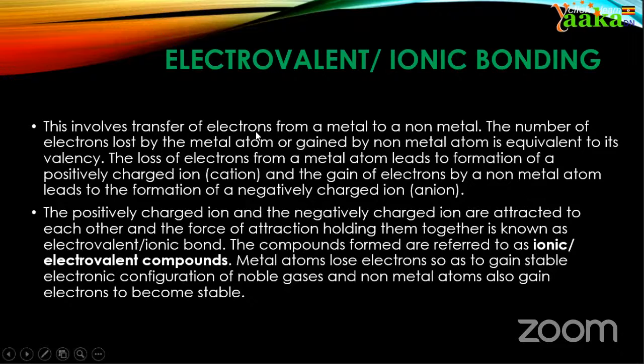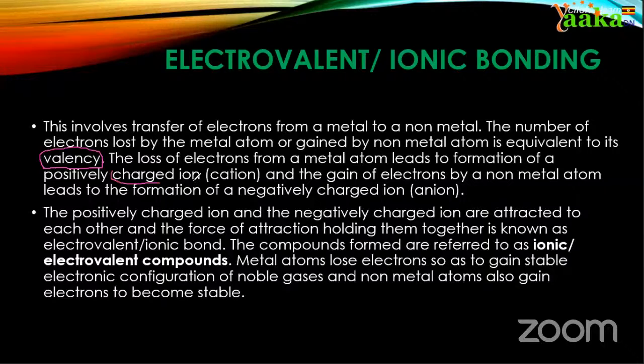Okay, now the first one we shall look at in detail is the ionic bond or electrovalent bond, electrovalent bonding and ionic bonding. Like we said, this involves the transfer of electrons from a metal to a non-metal. The number of electrons lost by a metal atom or gained by a non-metal atom is equivalent to its valence. So that is something important to remember, that the electrons gained or lost is always equivalent to the valence of that particular element.